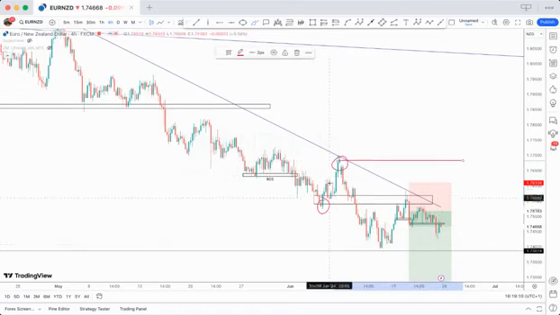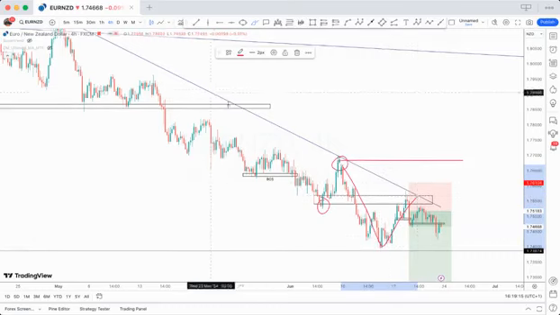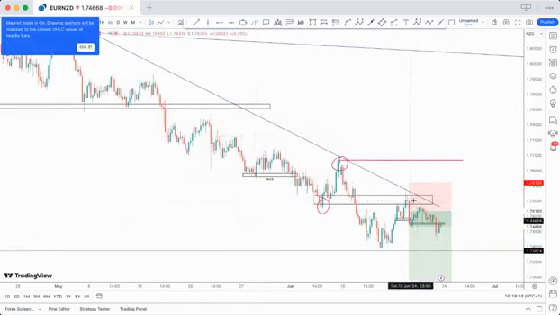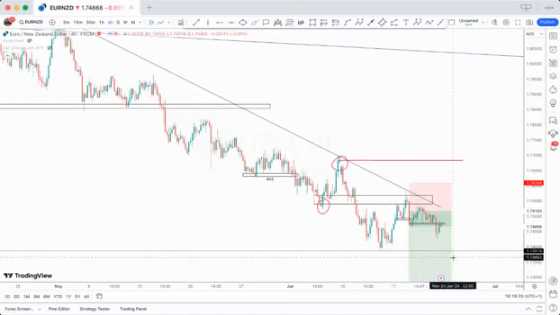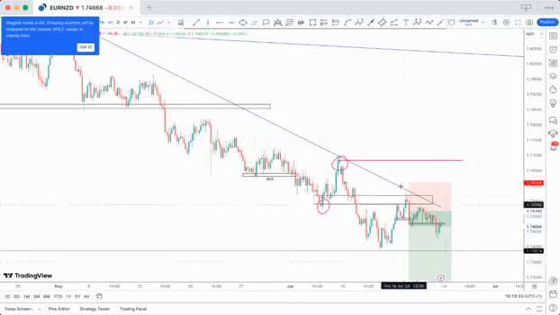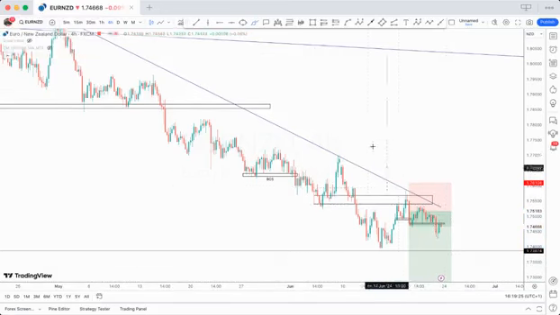So you can see that here we have the breakout, and a retest of the broken structure, and also a retest of the trend line, then a continuation to the downside. Okay, so we're expecting a continuation to the downside thereafter. So for Euro NZD, we are expecting more opportunities to the downside.